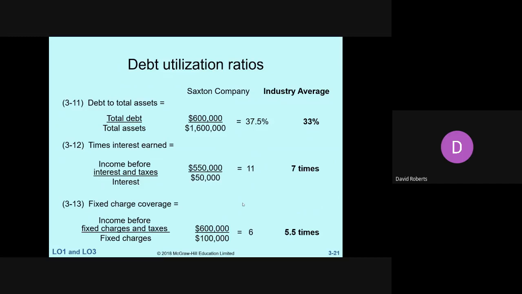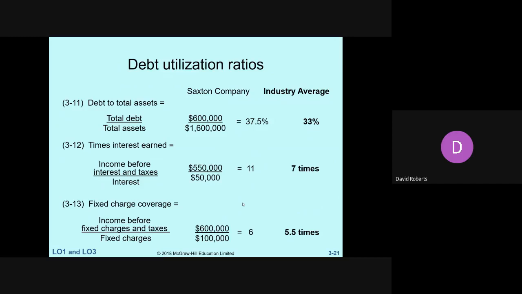Same thing with fixed charges. In life, you need to pay attention to your fixed charges: how much your rent is, how much a car payment is, whether it be a lease or borrowing, all your other fixed charges, and how much money you have. So this company, with the fixed charge ratio, has $6 of income for every dollar of fixed charges.